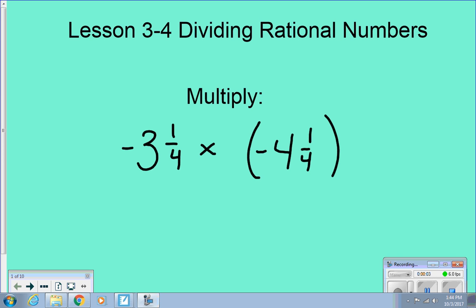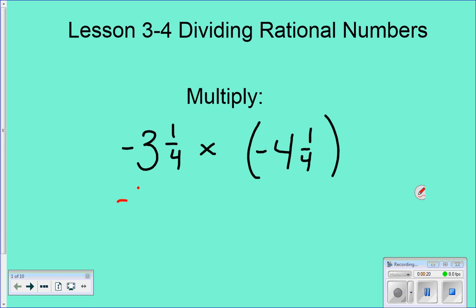All right, so lesson 3-4 is dividing integers, or dividing rational numbers. So we're going to talk about division today, and this should also be a review for you again. Now somebody explain to me what I'm going to do to start solving this problem. What am I going to do, Hannah?